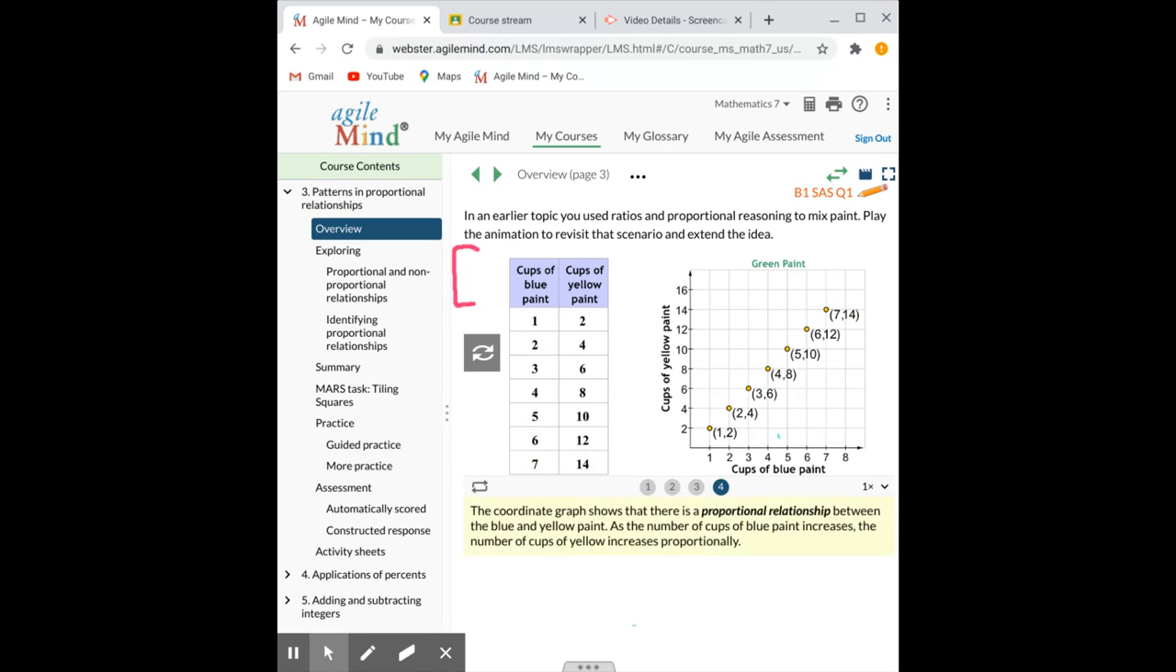All right, so it says the coordinate graph shows that there is a proportional relationship between the blue and yellow paint. As the number of cups of blue paint increases, the number of cups of yellow increases proportionally. So in order to graph these, we start at 0, move to the right on the x-axis, and then move up on the y-axis. So we go 1 to the right, up 2. Next one, 2 to the right, and up 4. The next one, 3 to the right, and up 6. The next one, 4 to the right, and up 8.